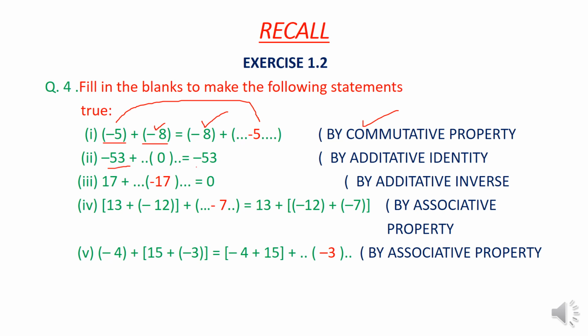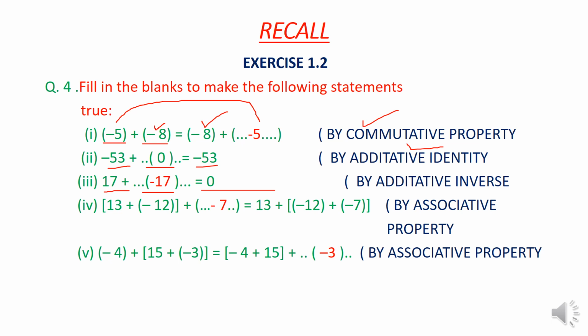Now, let us see the second statement, minus 53. The answer you are getting is minus 53, that means the related integer is 0 because 0 is the additive identity for the integers. Now, here 17, answer is 0. So, the related fill in the blank will be minus 17 because the additive inverse will only give the answer 0.